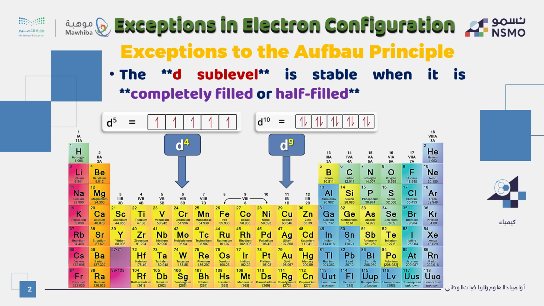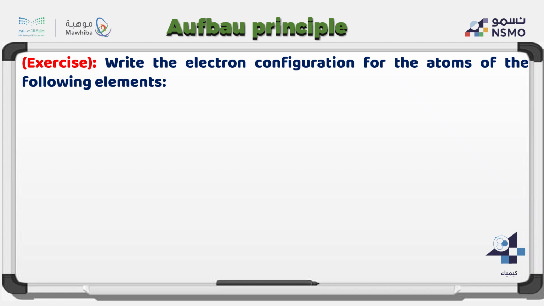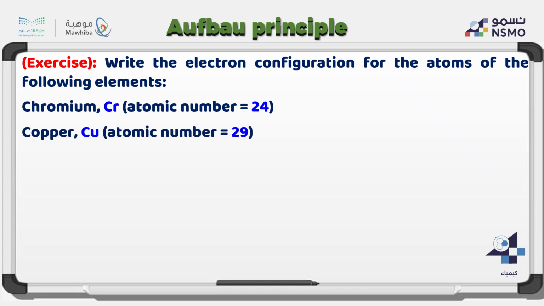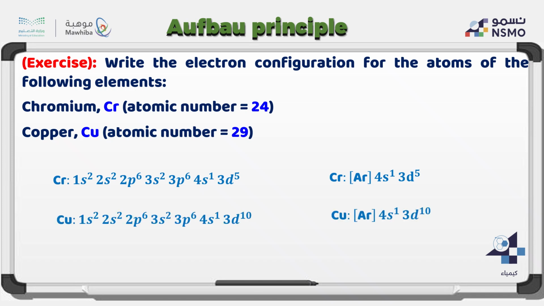Let us now move to the exercise. In this exercise, we are asked to write the electron configuration for the atoms of the following elements: chromium, atomic number 24, and copper, atomic number 29. We start with chromium: 1s2, 2s2, 2p6, 3s2, 3p6, 4s1, 3d5, or we can write it as argon, 4s1, 3d5. For copper, Cu, argon, 4s1, 3d10.